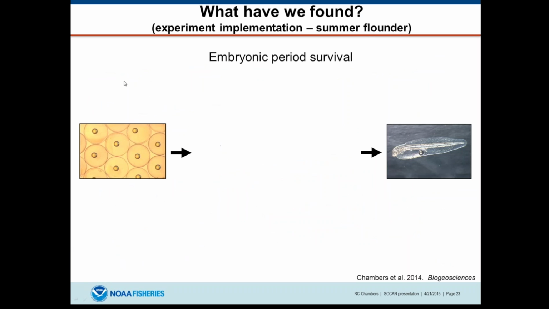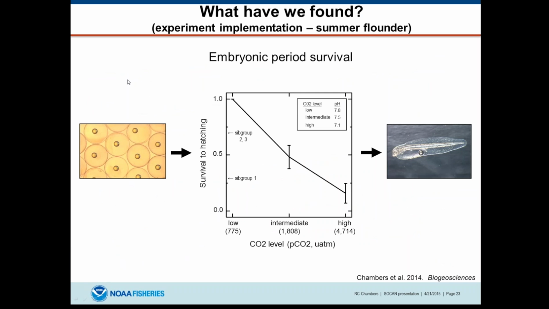First, the embryonic period survival. What we found is that at the 3 CO2 levels, there was a precipitous drop in survival to hatching, even at the intermediate level. These levels, by the way, were chosen originally because this is as low as we could get the CO2 in our local inshore waters, and these are the levels we felt comfortable maintaining in our first attempt, and we've since improved the control and resolution of the range of values.